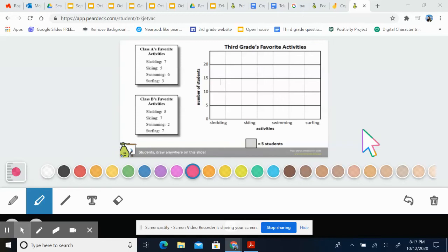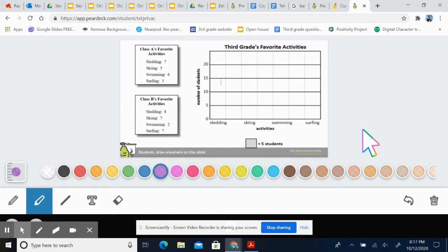Okay, I'm going to fill out the information for Class A first, right over here. I'm going to use one color for all of my information for Class A, and I'm always going to use the column to the left of the category that I'm looking at. So if sledding has 7 voters, 7 people voted that sledding was their favorite activity, then I would shade all the way in until 7.